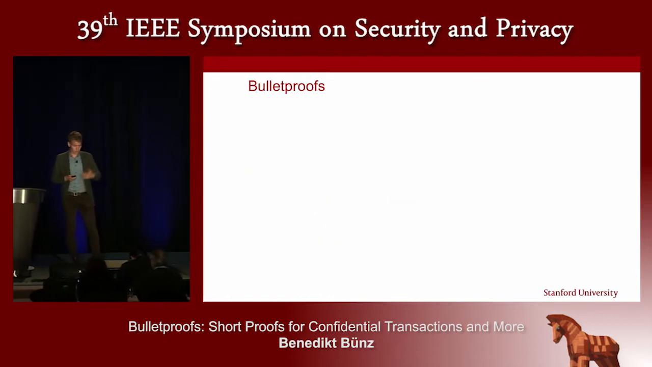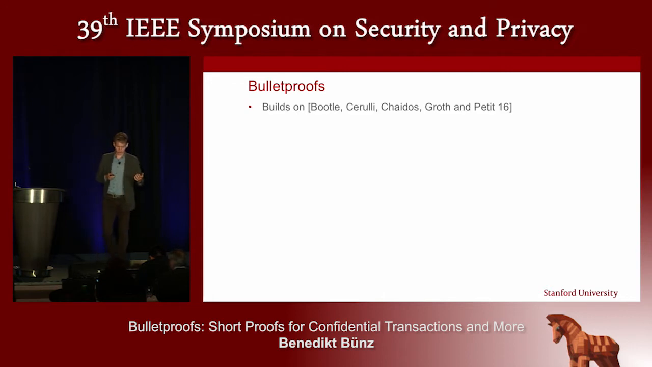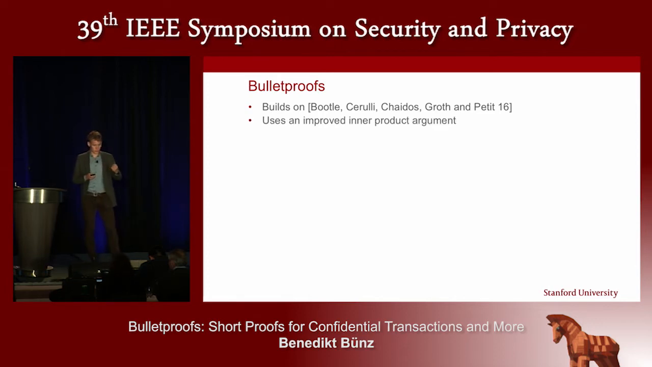So this is where we introduce bulletproofs. Bulletproofs are built on previous work from UCL that was published at EUROCRYPT 16, and they use a so-called inner product argument, and we improve the inner product argument from the Bootle et al. paper. So what is this inner product argument?